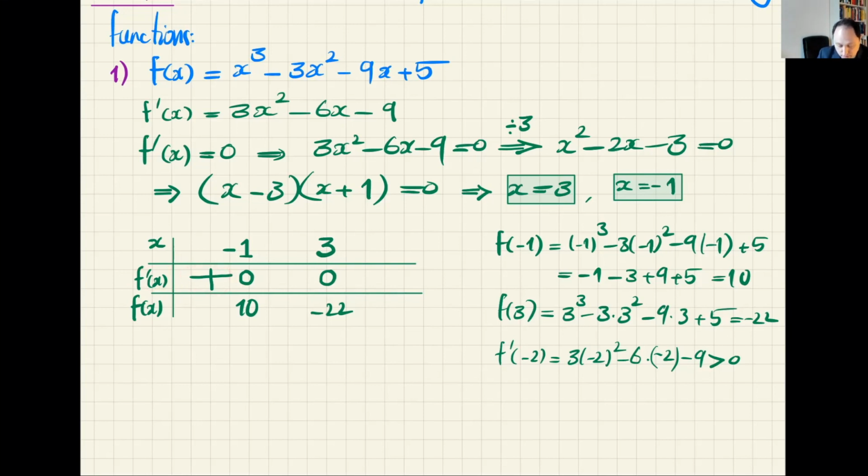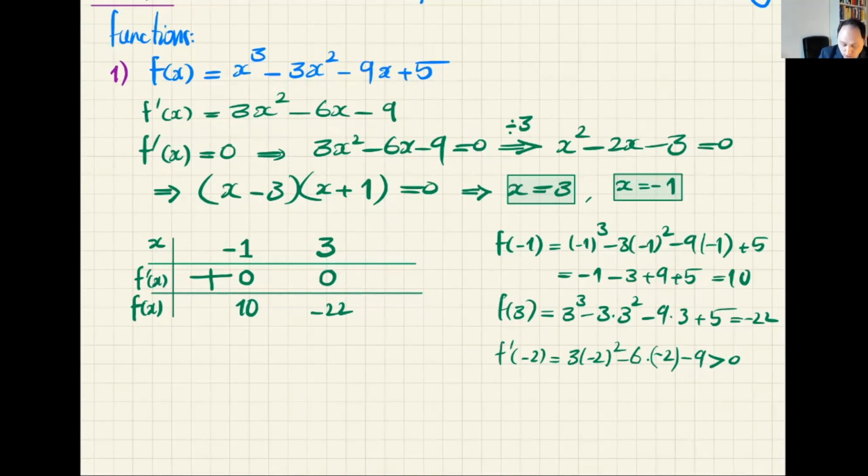You take a random number in that interval, the one that you can do easily, and then put it in your derivative. If it is positive, then you can be sure that everywhere it is positive. Don't worry about that. And if it is negative, it means that everywhere in that interval it is negative.